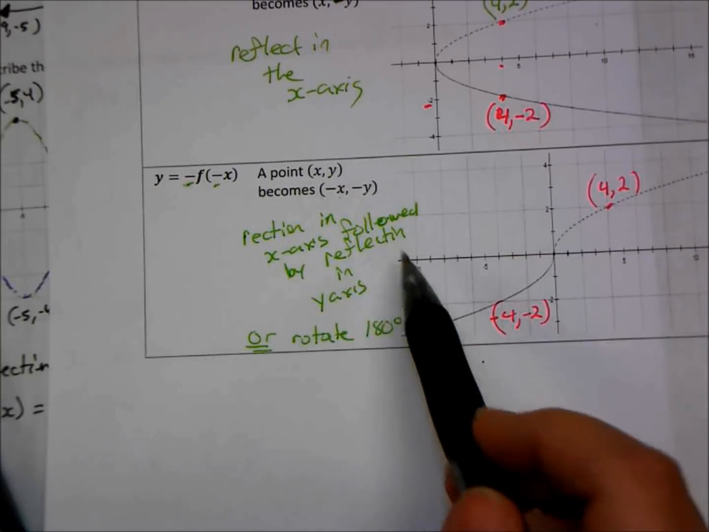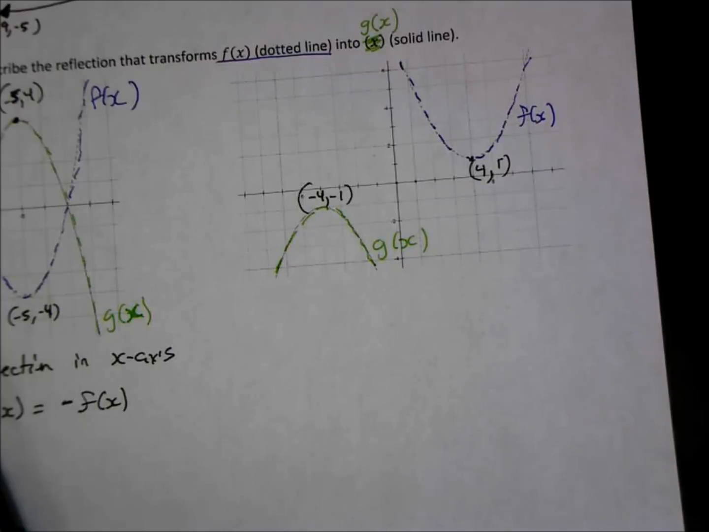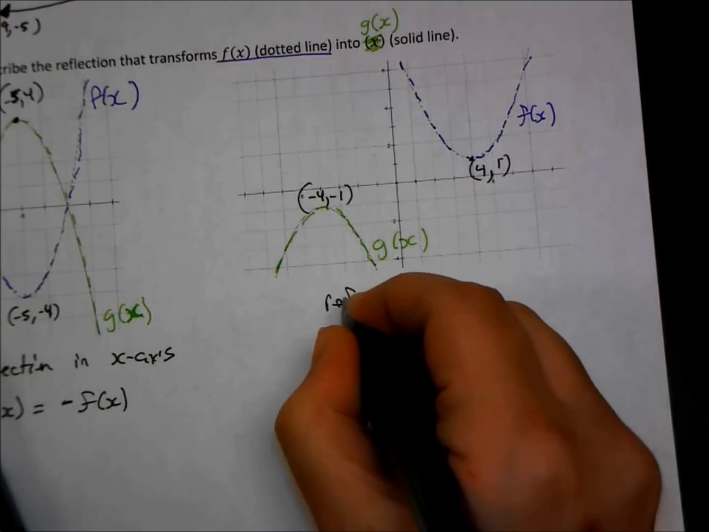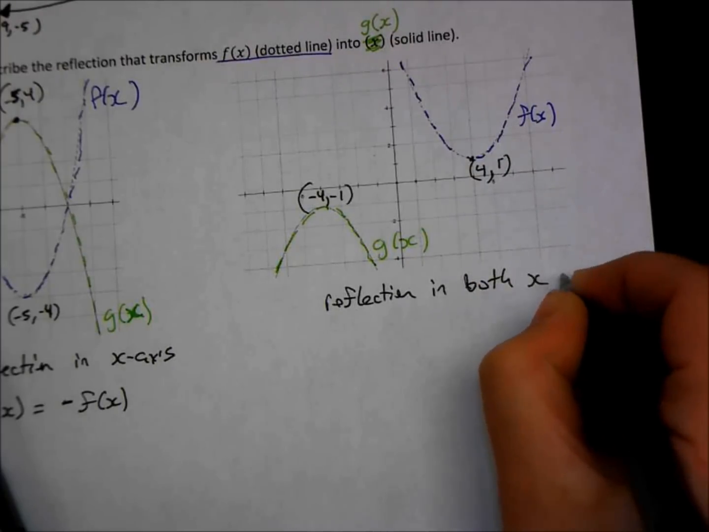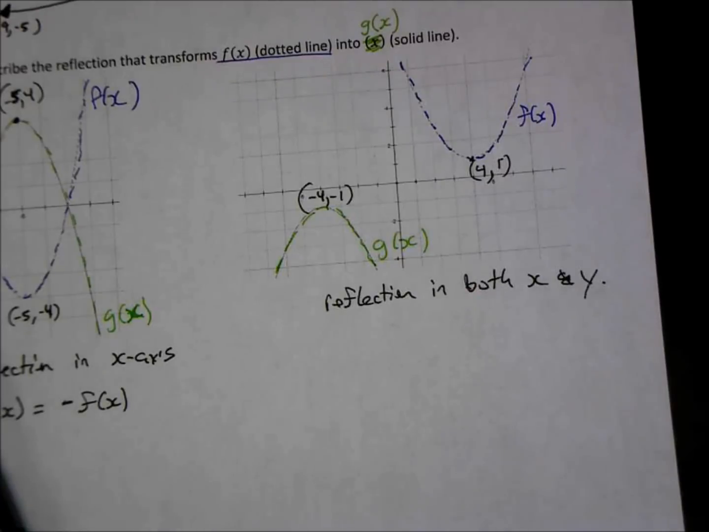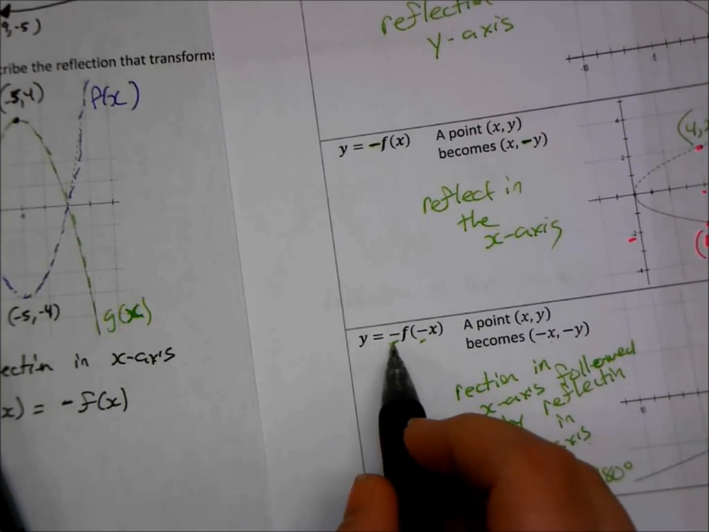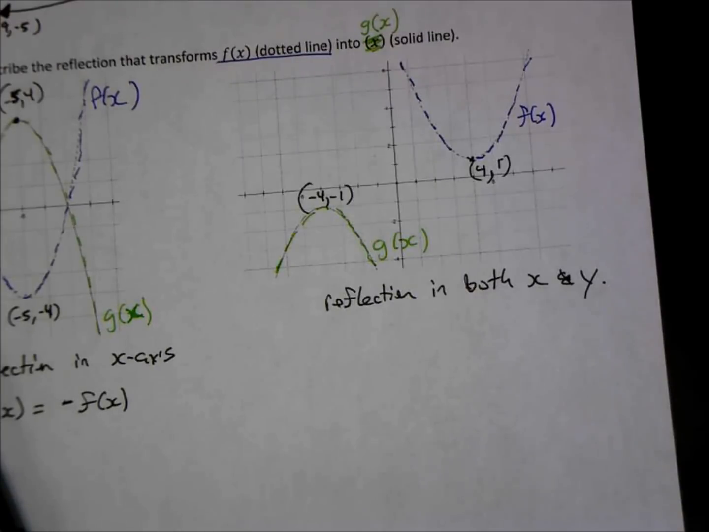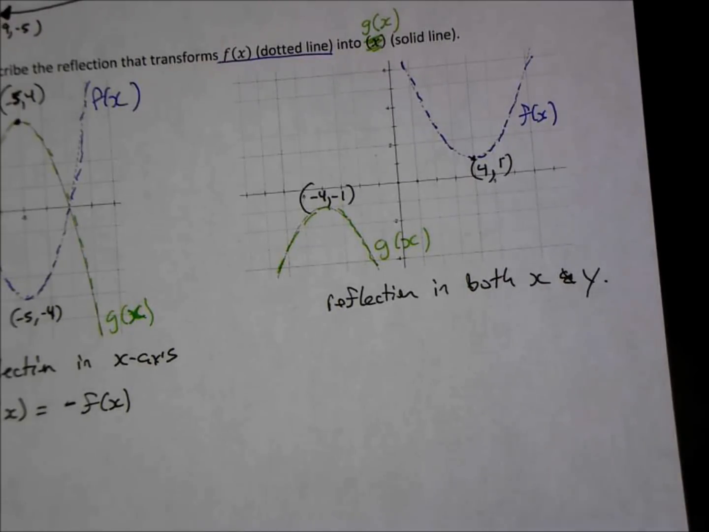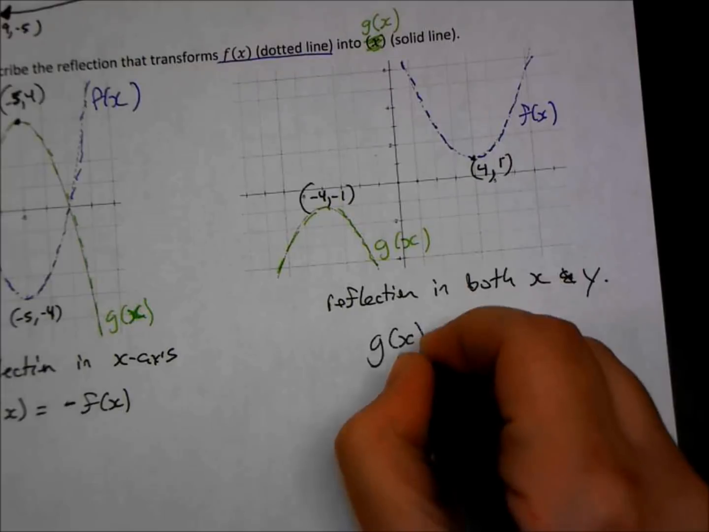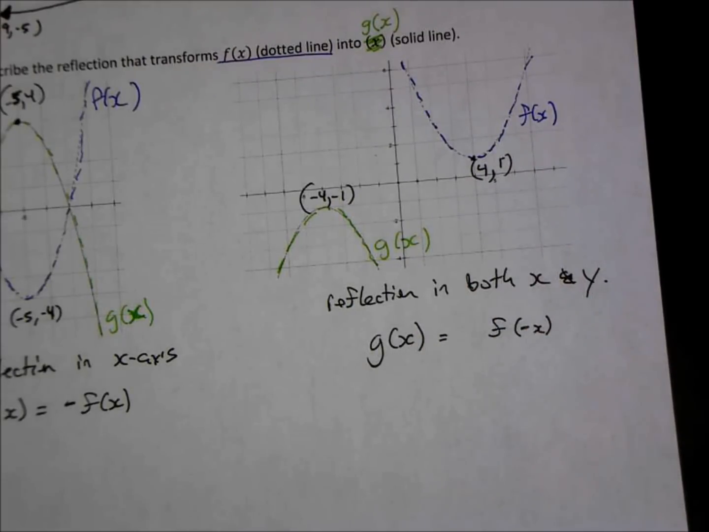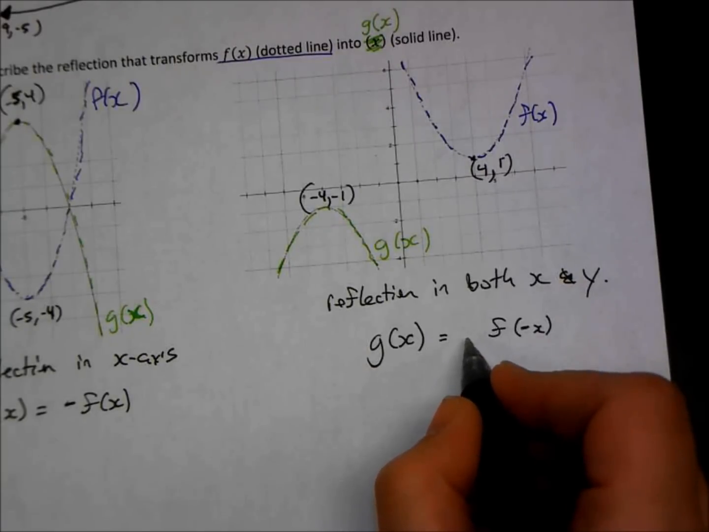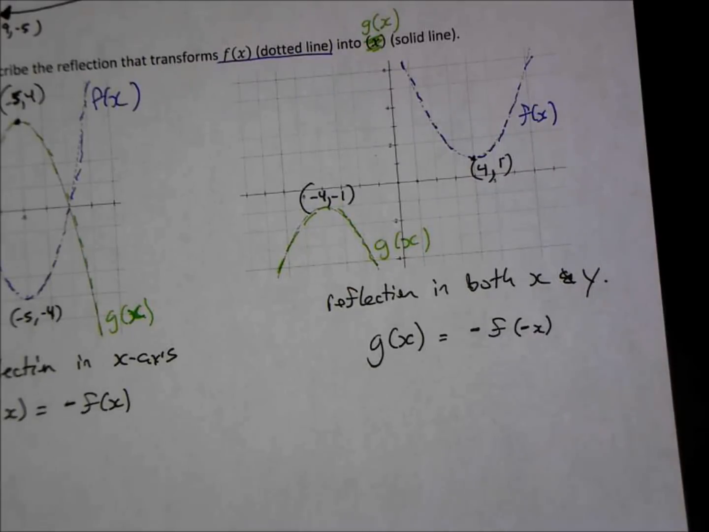It's a reflection in the x-axis and in the y-axis, in both x and y. To show that algebraically, it's a negative in front of the f and a negative in front of the x. So this means that our g of x, our new graph, is the same as our old graph, assuming you reflect in the y-axis and you reflect in the x-axis.